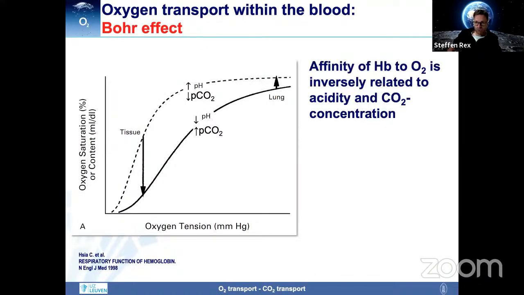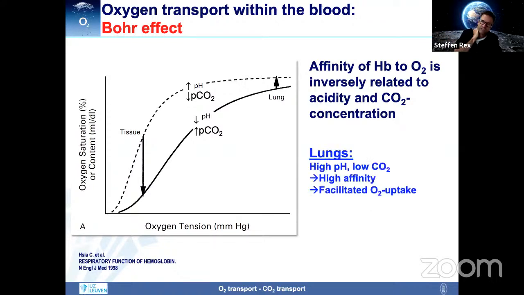Then there's the famous Bohr effect describing this relationship. This Bohr effect clearly says that the affinity of hemoglobin to oxygen is inversely related to acidity and CO2 concentration. So this is, again, a very elegant mechanism in our body because in the lungs, we have a high pH and a low CO2. So there's a high affinity of hemoglobin for oxygen. The oxygen uptake is facilitated. And in the peripheral tissues, it's exactly the other way around.